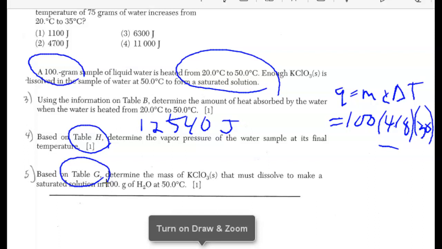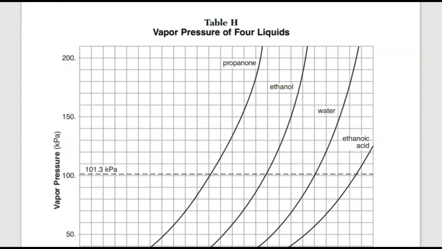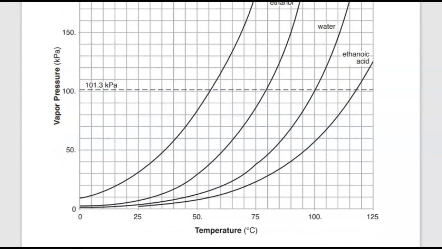So in number 4, we're going to go to table H, and we're going to determine the vapor pressure of water, let's see, at its final temp. The final temp is 50 degrees Celsius. Let's go. Reference table H is your vapor pressure for 4 liquids: propanone, ethanol, water, and ethanoic acid. We're dealing with 50 degrees Celsius, and we're dealing with water. What you're going to want to do, especially on your reference tables for the test, mark them up. We're dealing with water. We're dealing with 50.